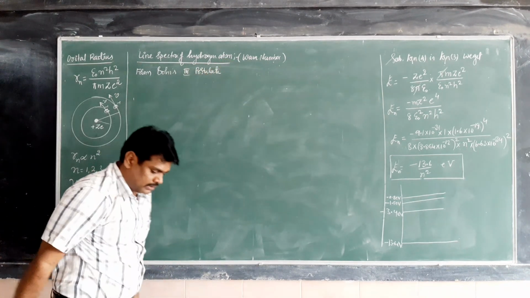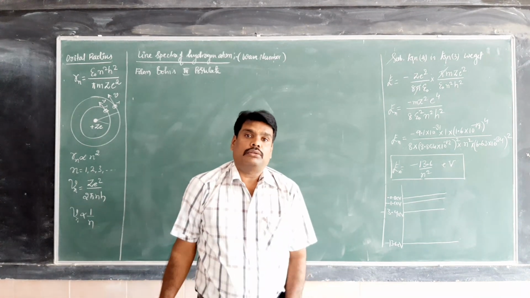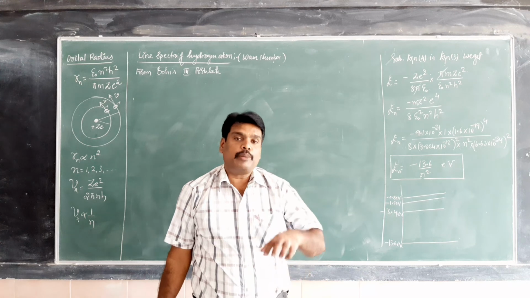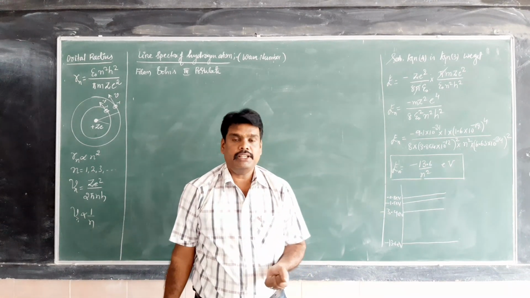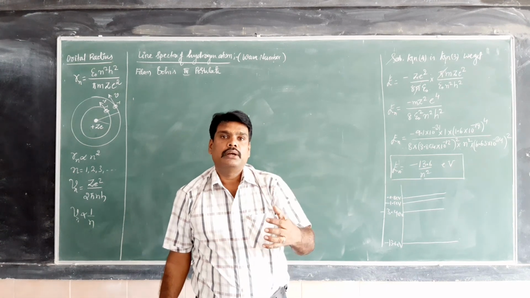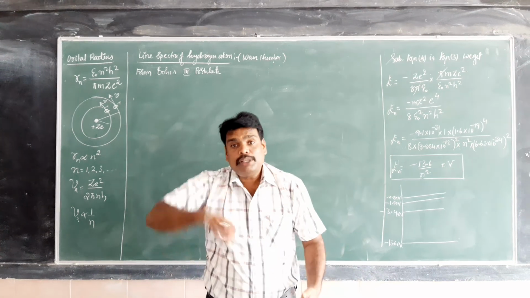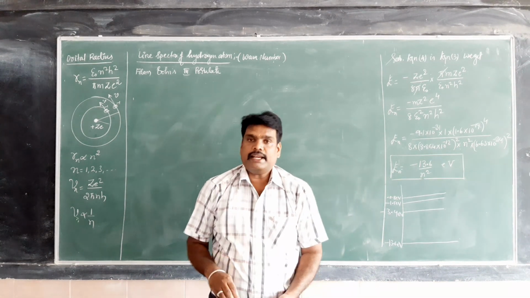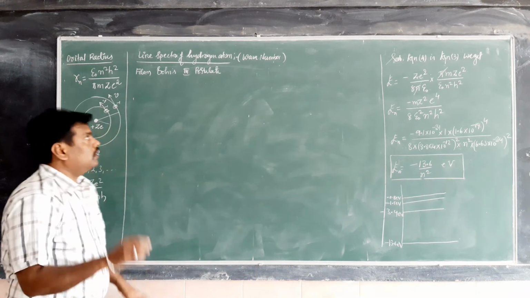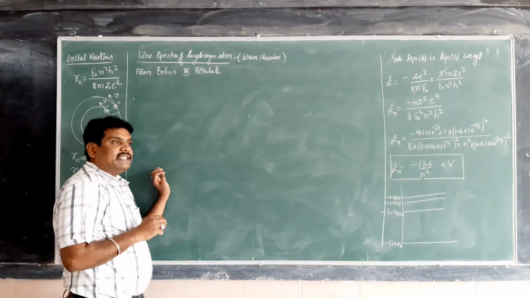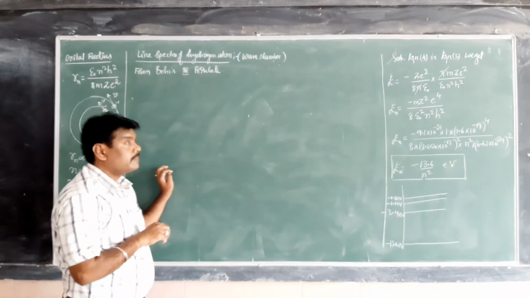Now what is Bohr's third postulate? When an electron jumps from its own orbit to a nearby orbit, it can radiate energy. If it jumps from higher energy to lower, it emits energy. From lower energy to higher energy, it absorbs energy. So that is according to Bohr's third postulate. The radiation of energy is due to the transition of electrons from its orbit to the nearby orbits.